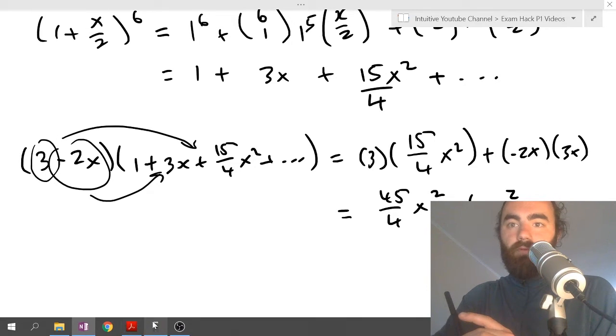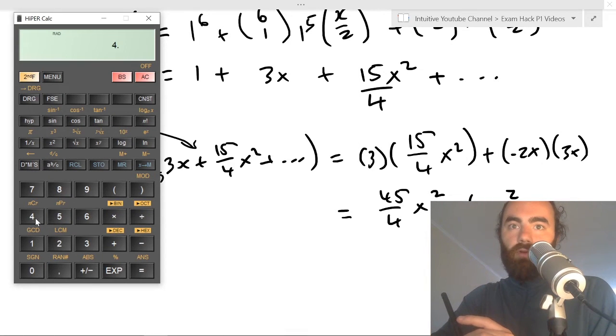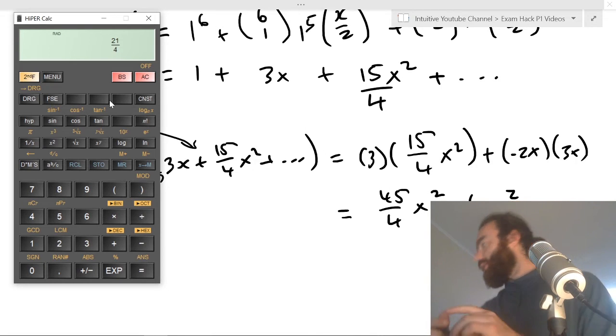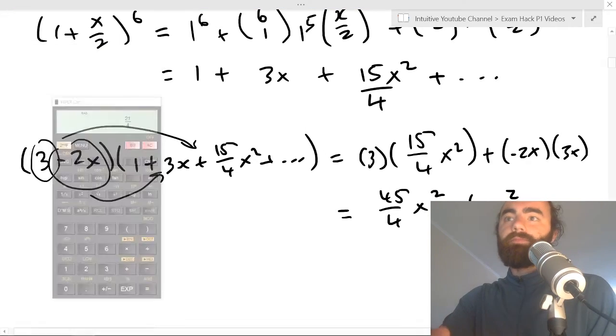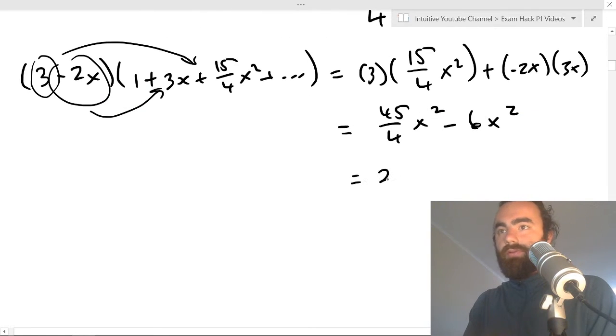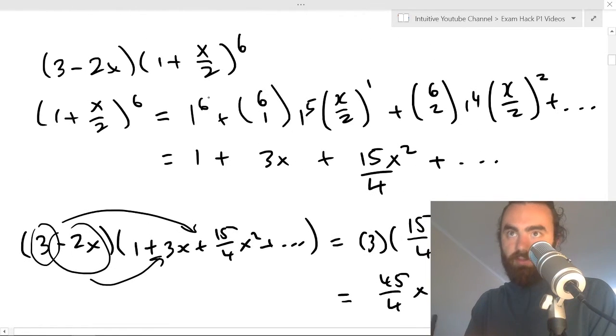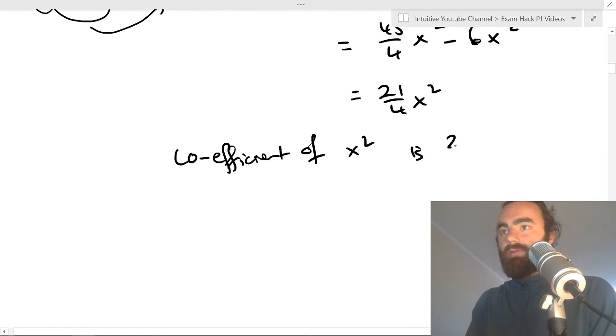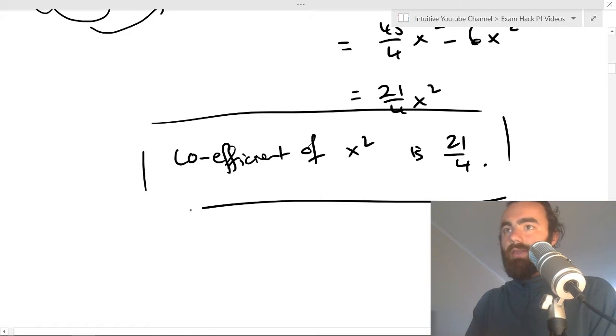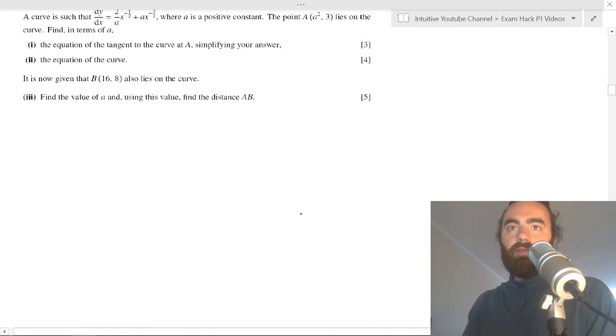So if we go to our calculator, let's do 45 divided by 4, and that minus 6 equals, let's look at it as a fraction, 21 over 4. So this equals 21 over 4 x squared. So our coefficient of x squared in the expansion of this is 21 over 4. And that's your answer right there. Cool. Let's move on to the next one.